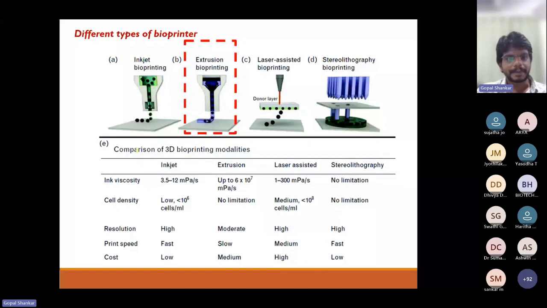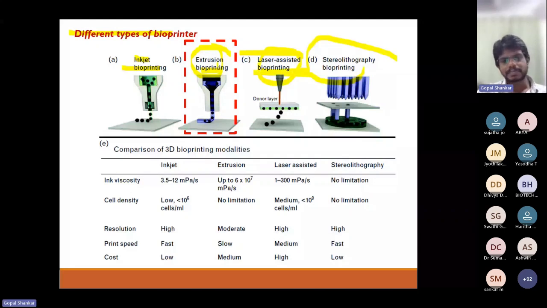So when you talk about 3D printers, there are multiple types of 3D printers. There is something called inkjet bioprinters, which will give you only droplets. There is extrusion bioprinting, which will give you a filament. Then there is laser-assisted bioprinting, or SLA, that is stereolithography. But here we will focus only on extrusion bioprinting. And all of these printing technologies have their own limitations and advantages.